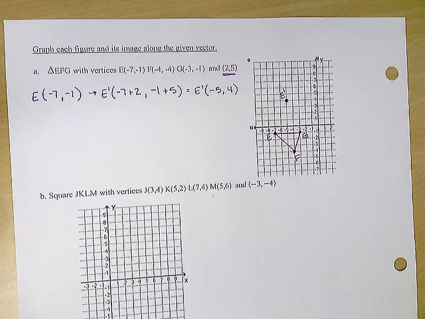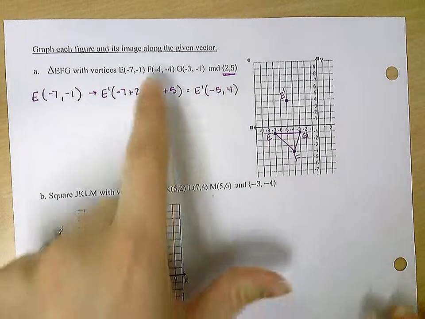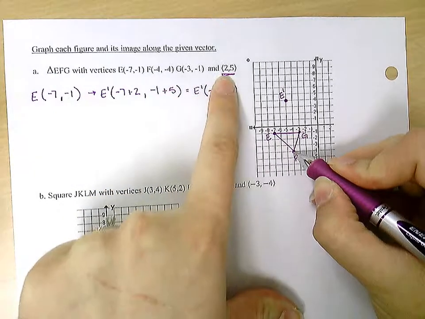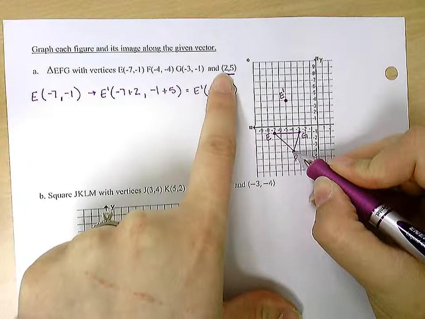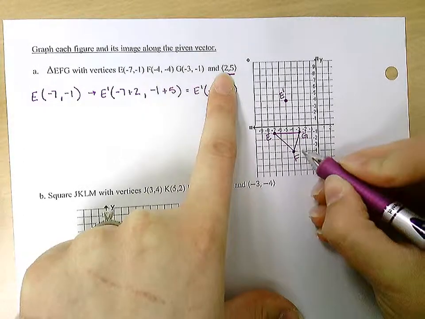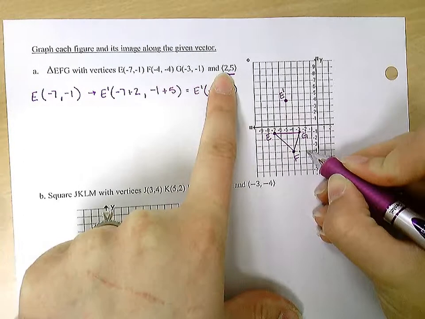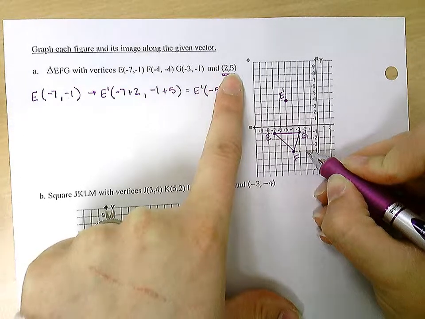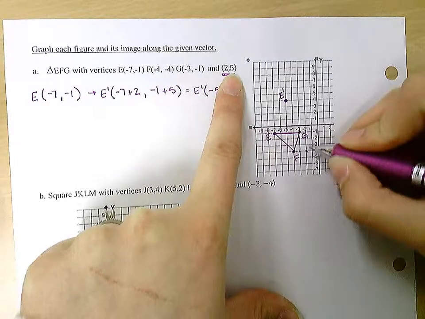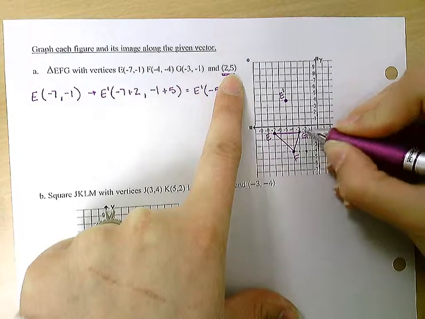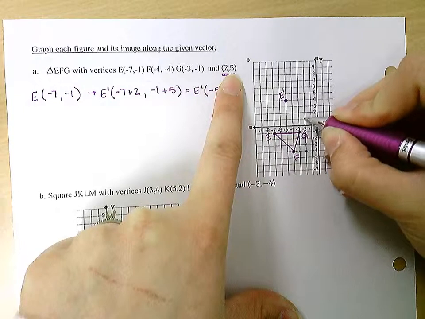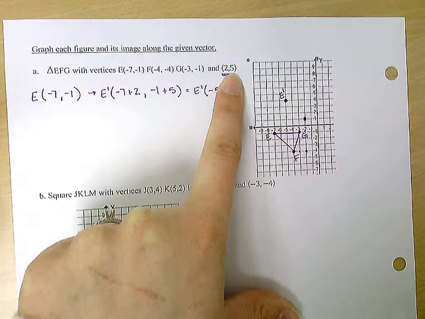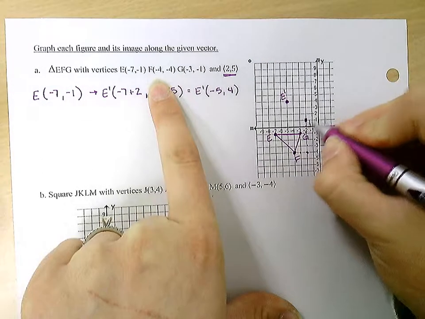Now, another way you could do this, that's what I'm going to do with point F here. Point F is right here. Using my vector, I know my point has to go right 2 units. So I'd go right 2, 1, 2. I'd have a point here then. And I have to go up 5 units. So from that point, I can go up 5: 1, 2, 3, 4, 5. That would be my new point after I move it along that vector. And that would be F prime.